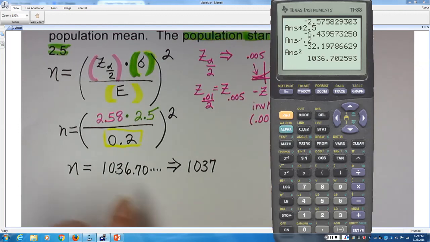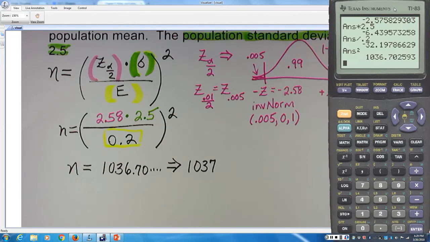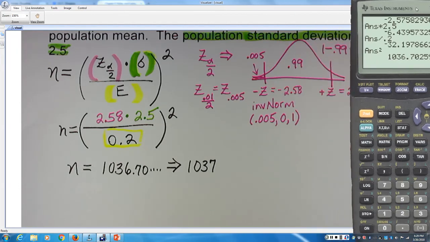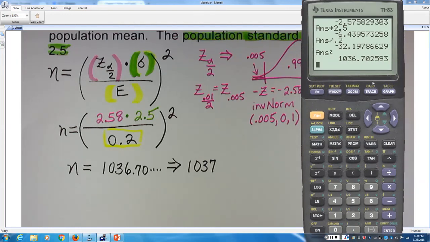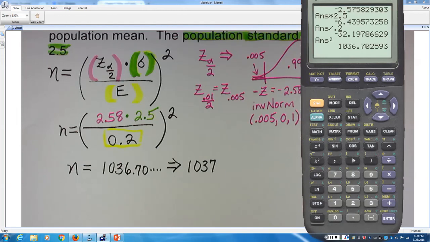1,037, because you can't take 0.70 of a sampling unit. You have to take the whole thing. So when, both times I got 1,040. Did you use 2.58 instead of the whole number? Yeah. Okay, and it does make a little bit of difference. So here's the thing, if you're going to do it that way, because I was just using the exact z value, be sure and show me how you did it.